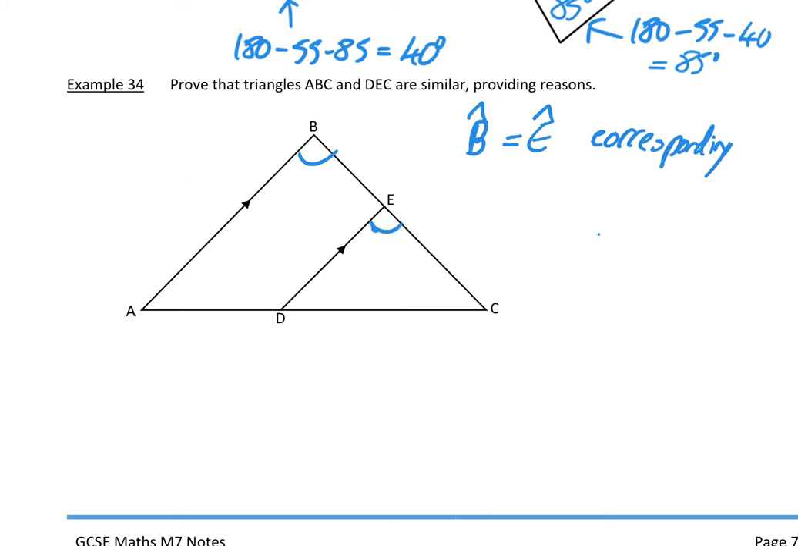So if you can't see that, folks, just extend your line, and you may have to rotate your page to see it, but you have got two parallel lines, and then this is your transversal going across, and then they are in the same corresponding place.